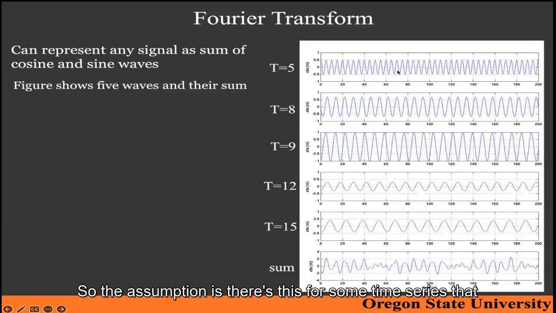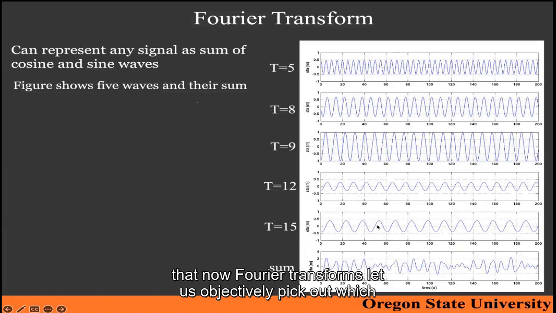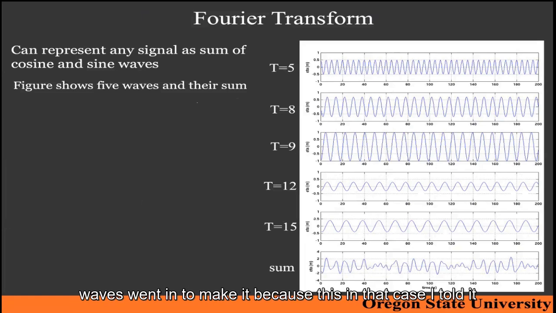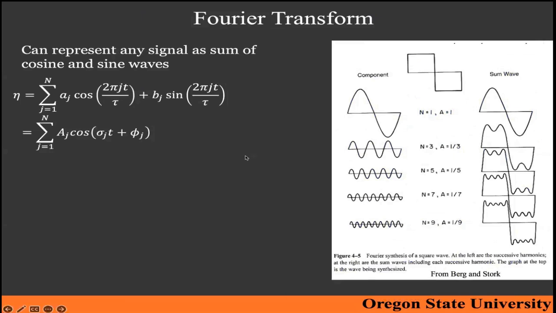The assumption is that for some time series that we measure here, there is a set of waves that went into making that. Now Fourier transforms let us objectively pick out which waves went into making it. Because in this case, I told it which waves.